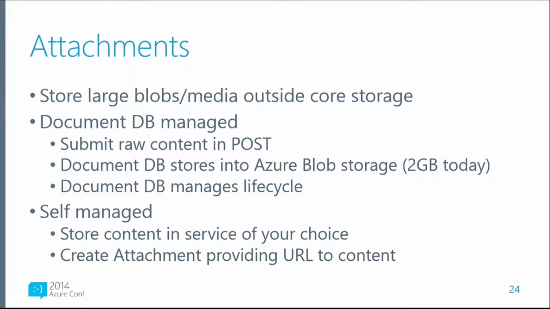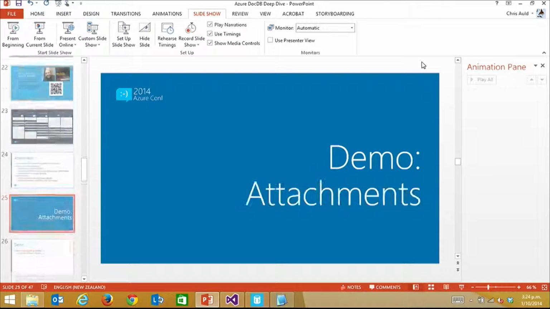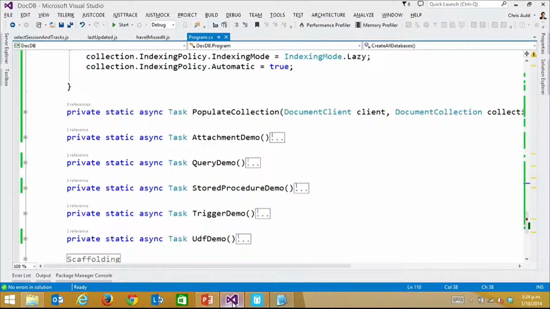Attachments also provide a self-managed mechanism where, if you do want to store the content in some other type of service, you can still use attachments, create the attachment, use all of the metadata storage, but you'll need to provide the URL of your content. You'll also need to manage that life cycle in terms of deleting the attachment on document delete as well. So let's have a quick look at that. We'll crack open Visual Studio.